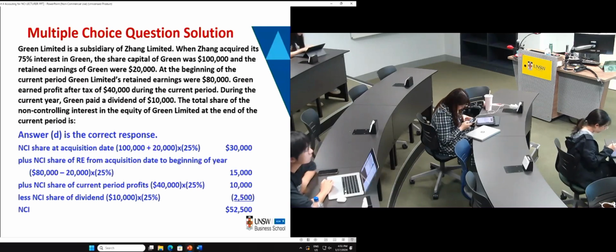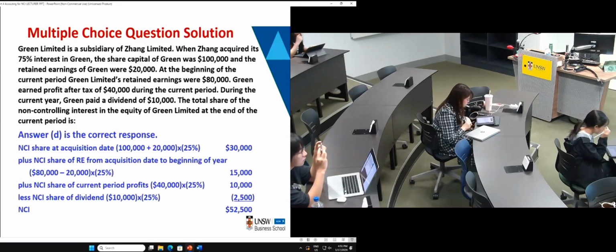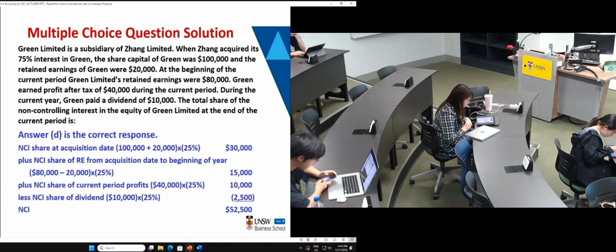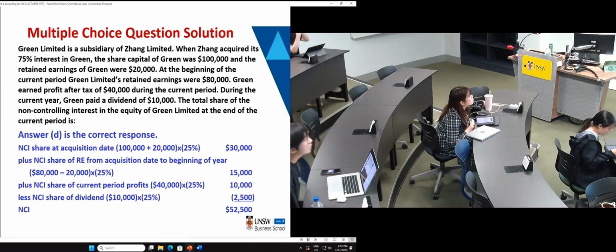So let's have a look at the steps involved in these calculations. Start with step 1, NCI share of the subsidiary's pre-acquisition equity balance. The subsidiary's pre-acquisition equity balance includes the share capital, 100,000, and 20,000 retained earnings. So in total, 120,000. Then we multiply by NCI interest here, which is 25%. Okay, this is step 1.